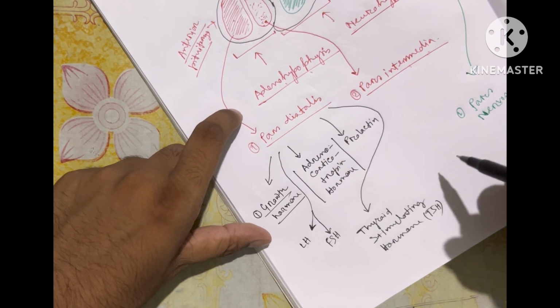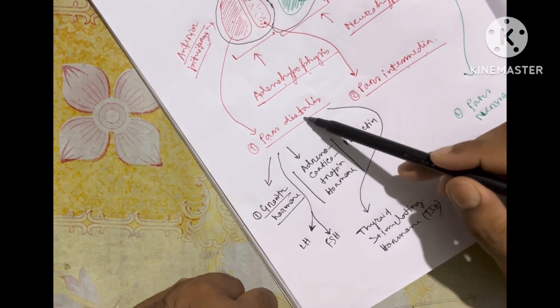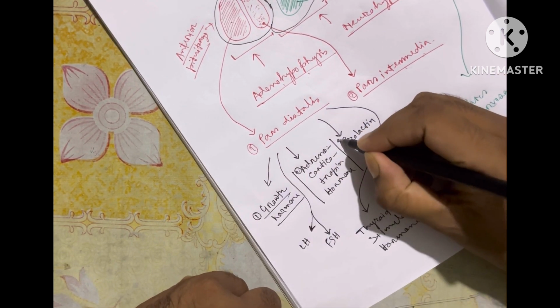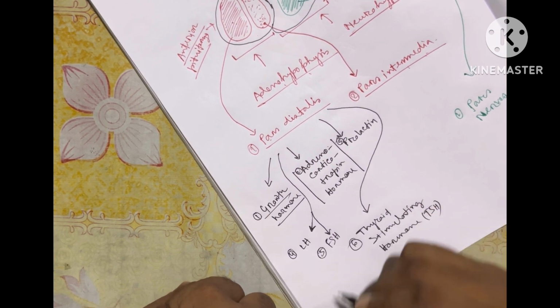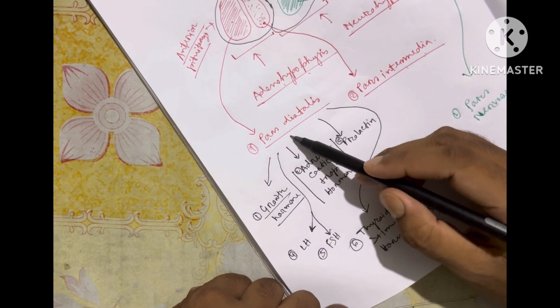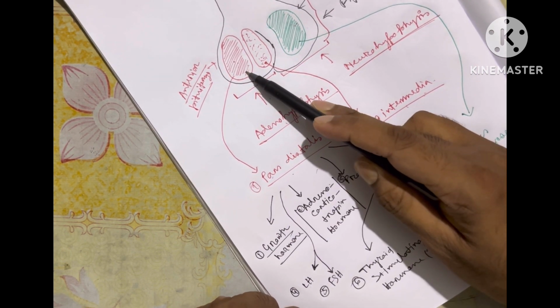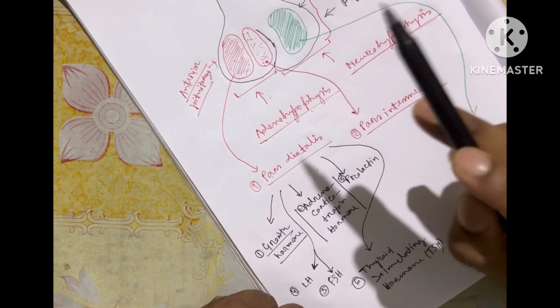So these are the basic hormones that are secreted by our pars distalis. So what is number one? This is number two, number three, number four, number five, and number six. So a total of 6 hormones are secreted by our pars distalis, which is only one part of our adenohypophysis or anterior pituitary.